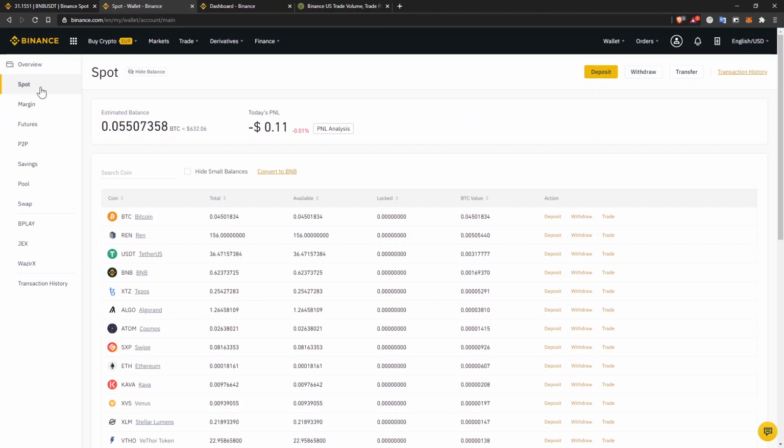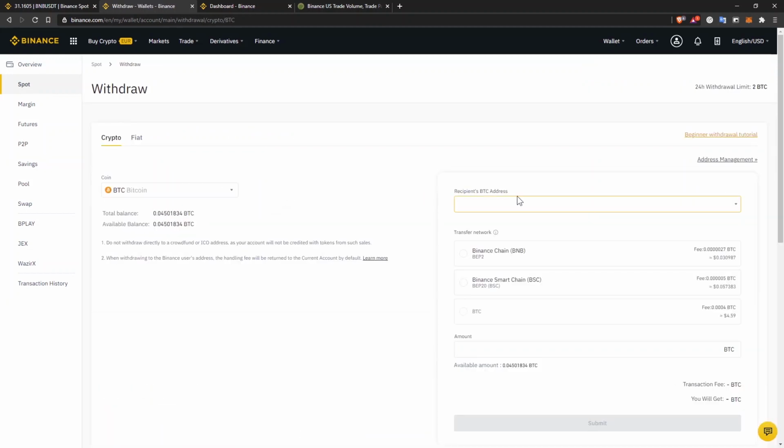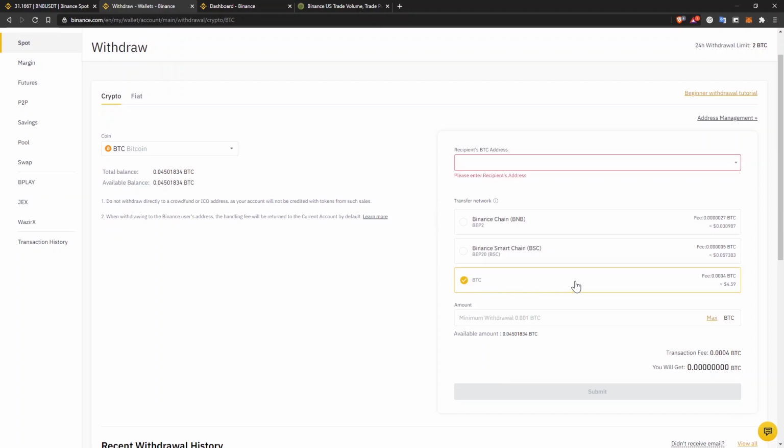So to do that, you'll go to spot wallet and then select the funds you want to withdraw, click on withdraw, and then type in here the address you want to send to. This should be your wallet address. For Bitcoin, it's usually the BTC chain. These are chains specific to Binance, but to withdraw to your hardware wallet or to mobile wallet, just select BTC and select the amount you want to withdraw.